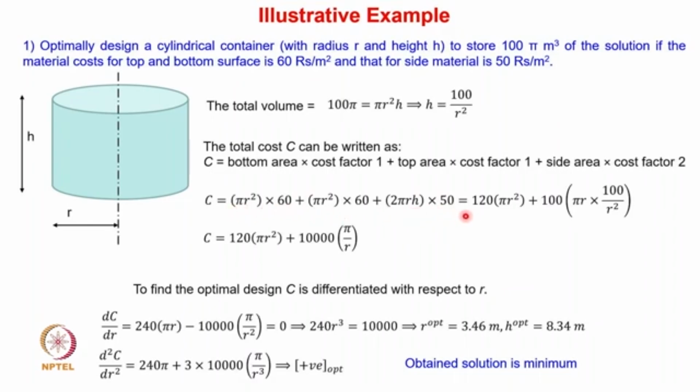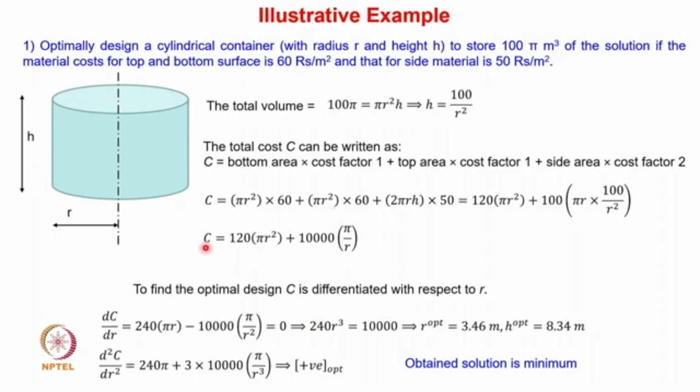So we can rearrange this equation. After rearranging, what we get is this pi r square into 60 and this pi r square into 60, that becomes 120 pi r square, and the remaining, this 50 multiplied by 2 becomes 100. So 100 into pi r, and h is given by 100 divided by r square, so that is what is represented here. Okay, again we can simplify this equation. So what we get is 120 pi r square plus this 100 multiplied by 100, that becomes 10,000. So 10,000 multiplied by pi by r. So this is the final cost function we are having.